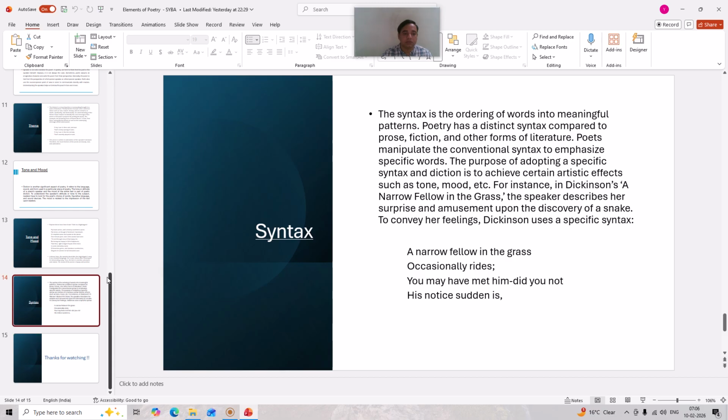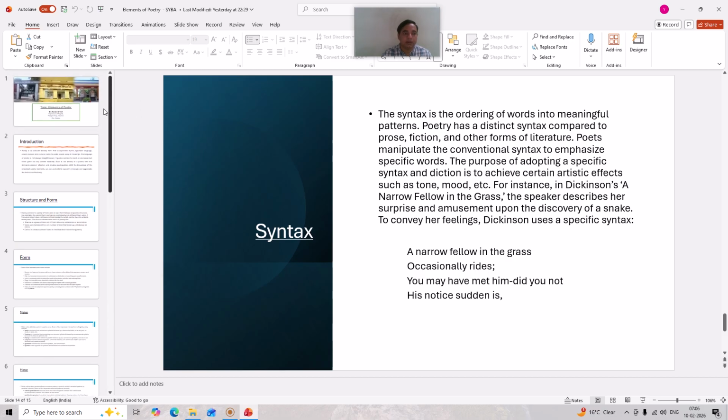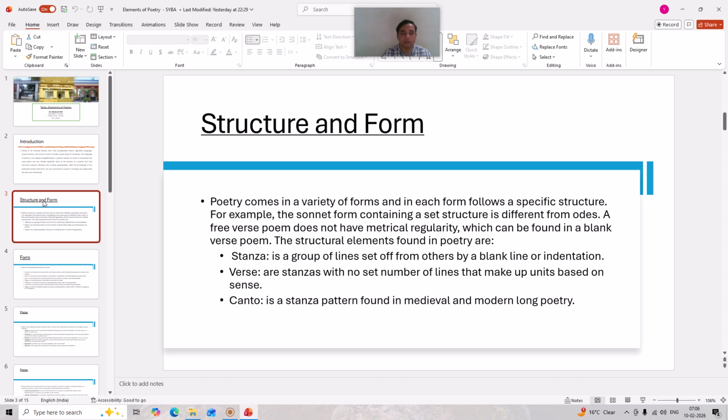Dear friends, now let us see in a nutshell how these elements of poetry are related to each other. The first element of poetry is structure and form. Structure, or linear structure, means the lines of a poem which are divided into a particular combination. And structure is something that makes us recognize what the form of a poem is.